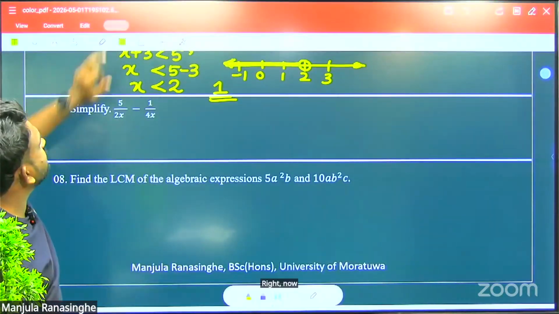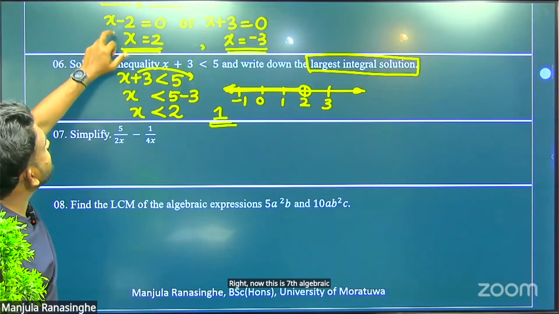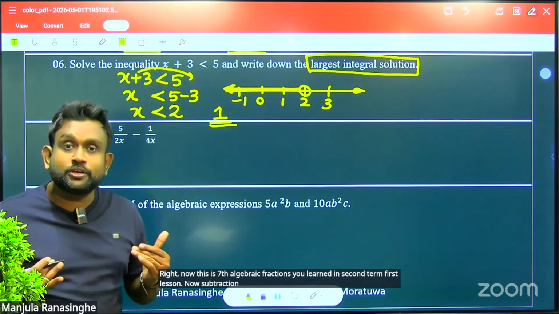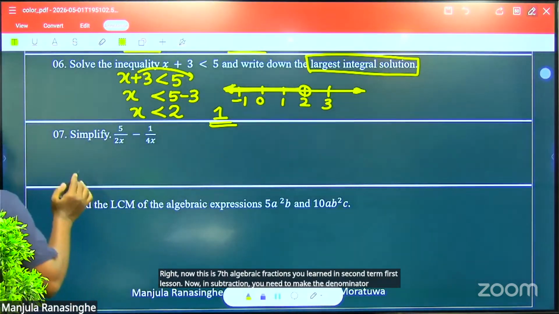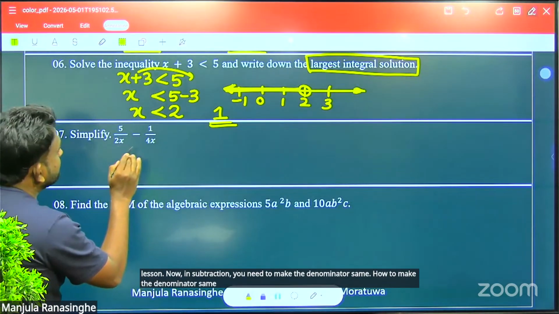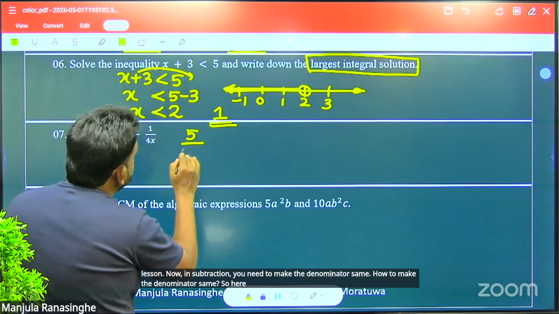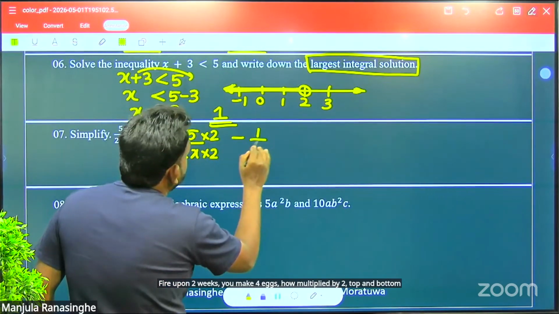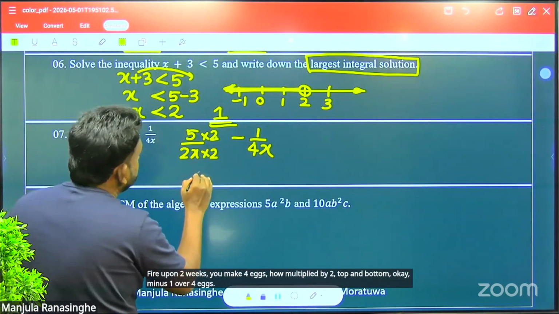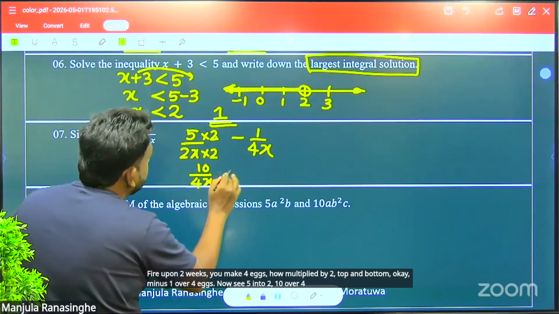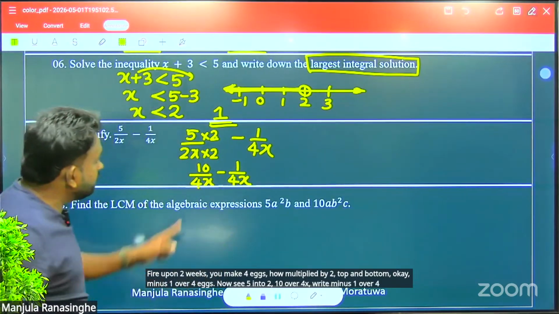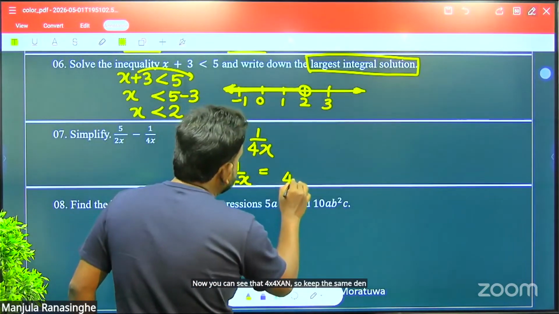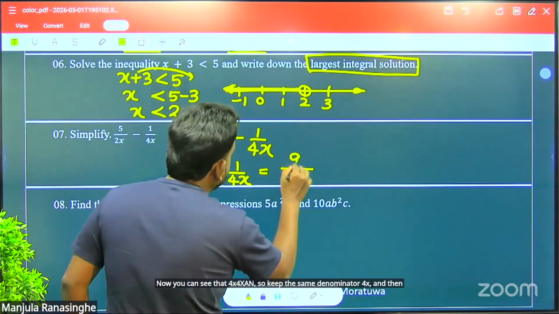Right, now this is 7th, algebraic fractions you learnt in second term first lesson. Now subtraction. In subtraction you need to make the denominator the same. How to make the denominator the same? So here 5 upon 2x you make 4x. How? Multiply by 2 top and bottom. Okay, minus 1 over 4x. Now see, 5 into 2 is 10 over 4x, minus 1 over 4x. Now you can see that 4x is the same. So keep the same denominator 4x and then 10 subtract 1 is 9.